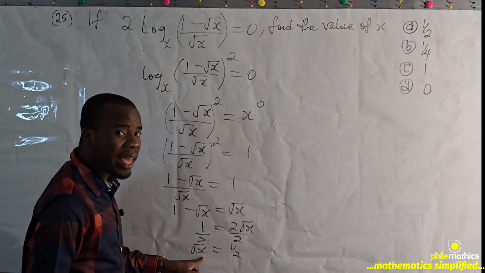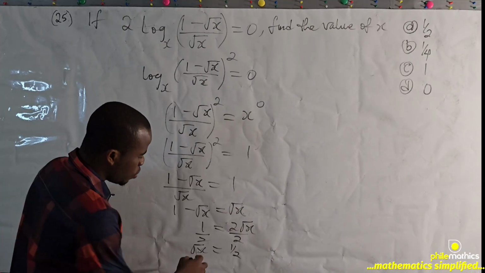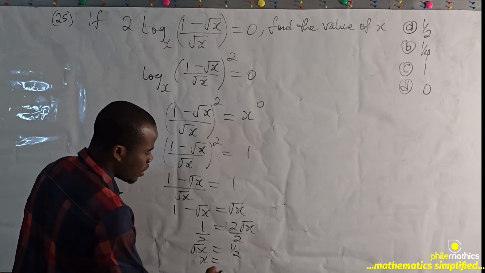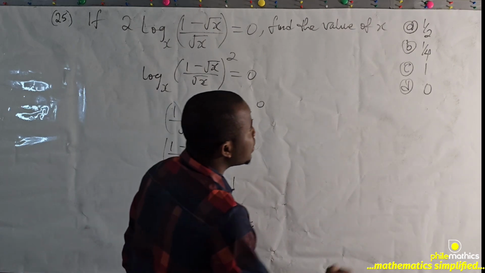But what I'm looking for is x, not root x. So I take the square of both sides to get my x as (1 over 2) squared, which is 1 over 4. And that is B.